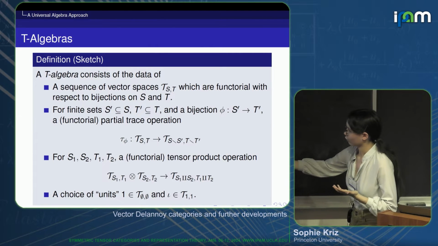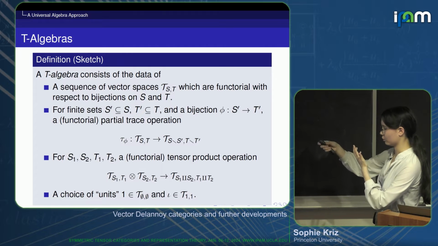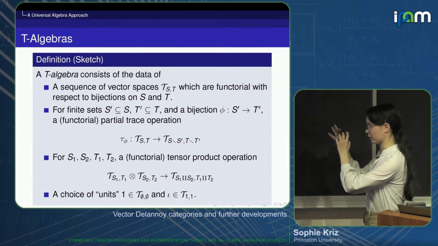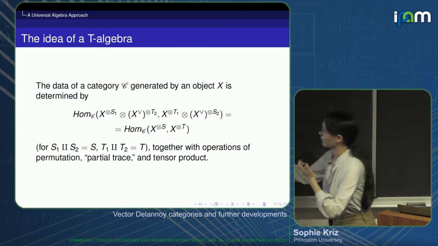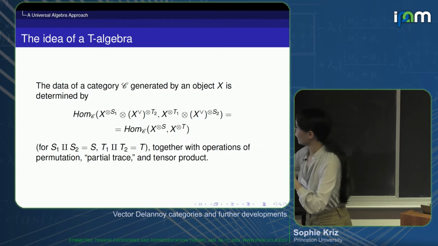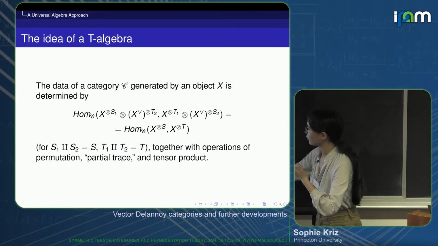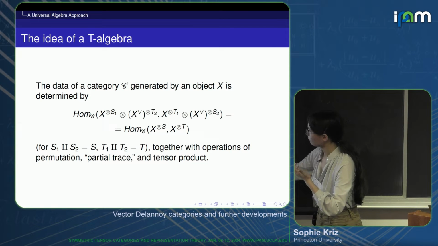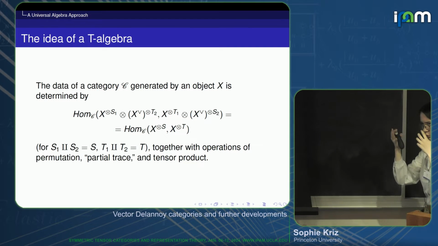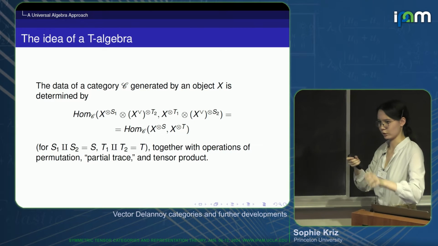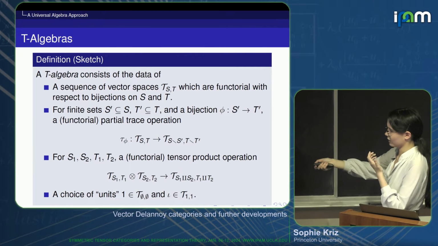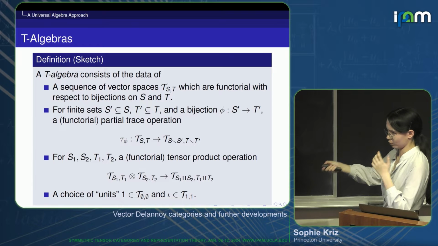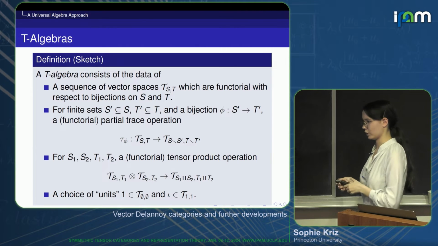The operation of a partial trace. So if I have two subsets S prime in the source and T prime in the target, and some matching, what I want to think of that as doing is taking these coordinates corresponding to T prime to sort of dual in the source and sort of matching them in an appropriate way using evaluation and co-evaluation. And finally, tensor product, which will just sort of disjoint union these coordinates in the source and target.